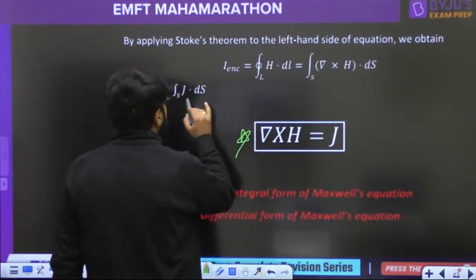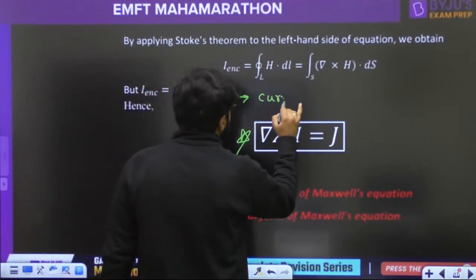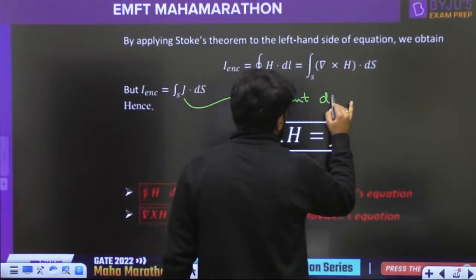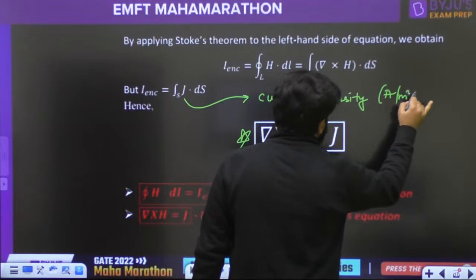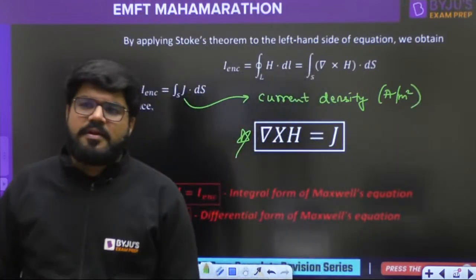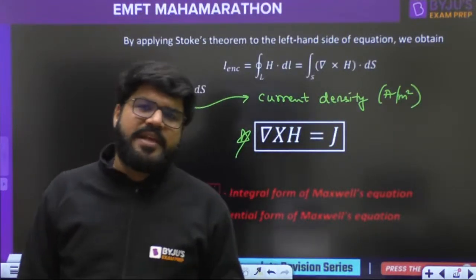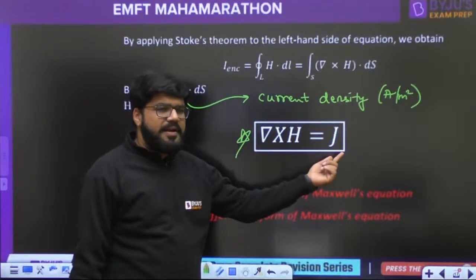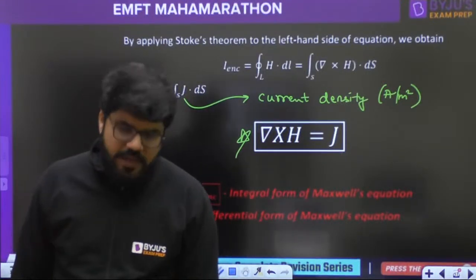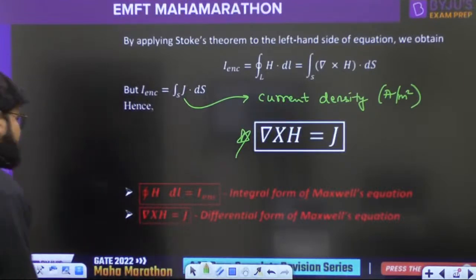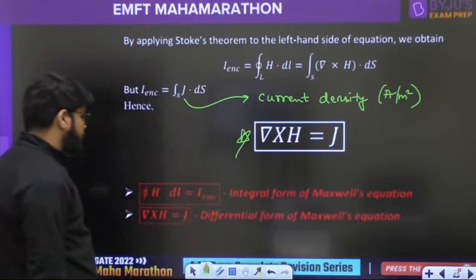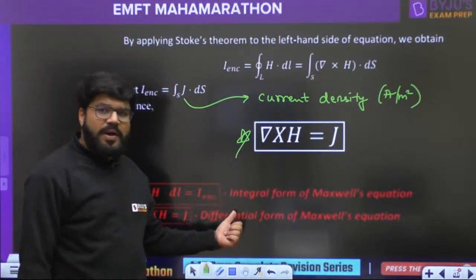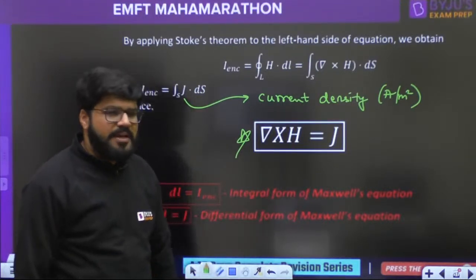What is this J? J is known as the current density, basically the conduction current density in ampere per square meter. So this is one possible question-producing area: given the magnetic field, find the current density associated. So J is equal to del cross H. Del cross H equal to J is known as the differential form of Maxwell equation, and integral H dot dl equal to I enclosed is known as the integral form of Maxwell equation.